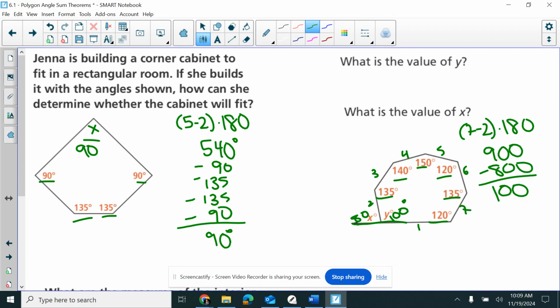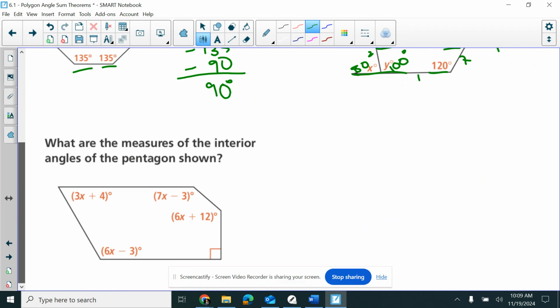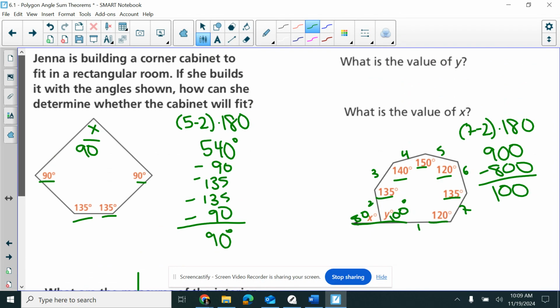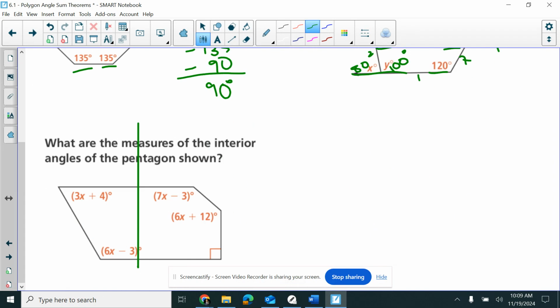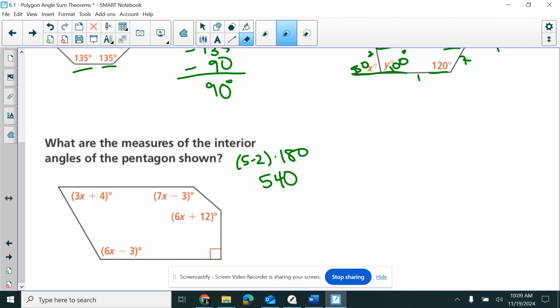One more example, this is dealing with equations. So in order to answer this question, I first have to know what all of these angles add up to. So because there's 5 sides, I would do 5 minus 2 times 180. That would give me 540. So before you can do a problem like this, you have to know what all those add up to. So they're all going to add up to 540. So then you just write out your equation and you do all 5 equal 540.